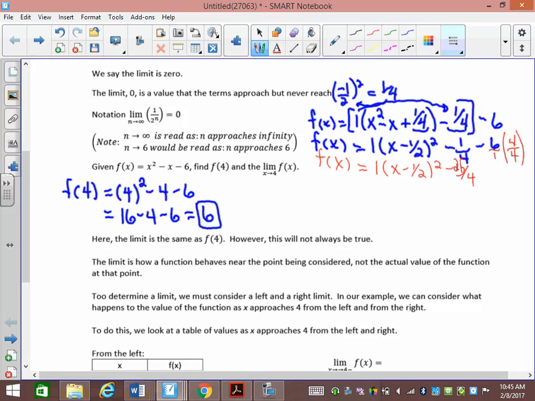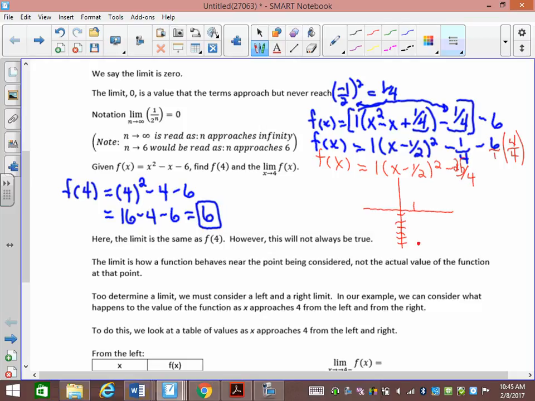Right. Because if we did transformations, our normal vertex is at 0, 0, and we moved a half to the right and 25/4 down. Okay? So if we wanted to plot that, we'd have to plot it at 0.5 and then it would be 6.25. You can do it in your head. And if you have a basic calculator, you'll be just fine. So you're going to go to a half and negative 6.25. To be something like this.